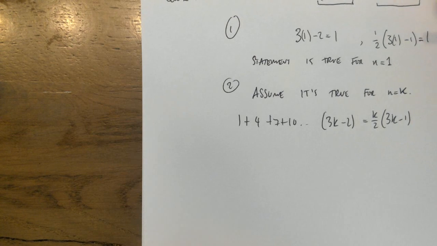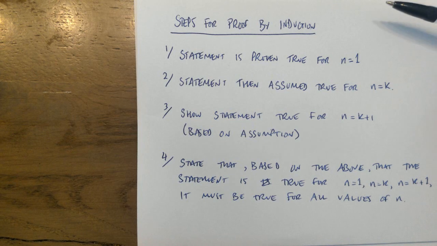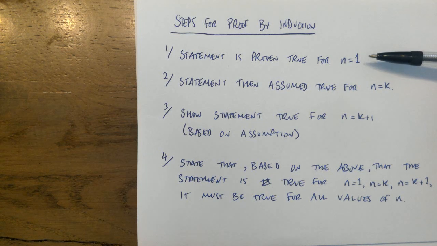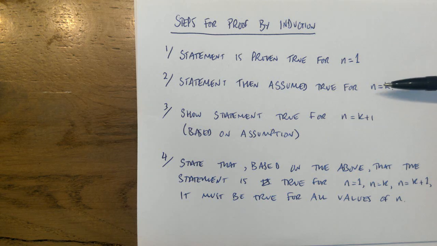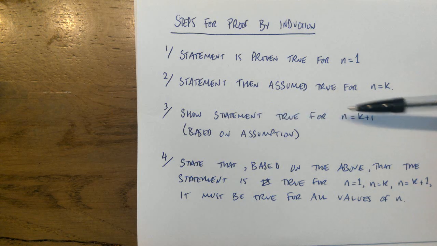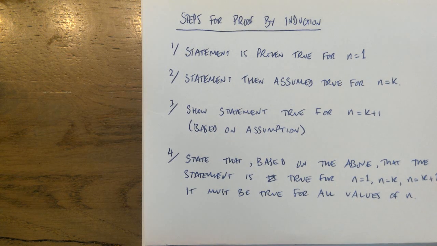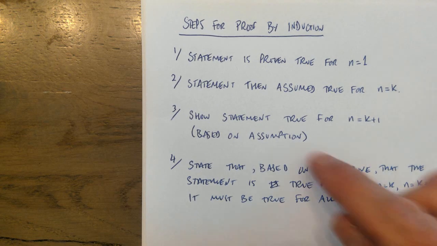So step 3, if I go back to the steps here, I didn't talk you through them fully. These are in the book anyway. So the first 2 steps are very straightforward. Prove it's true for n equals 1, which it will be. Assume it's true for n equals k by subbing k in for n, and then show the statement is true for n equals k plus 1. So this one gets a bit tricky, but just go with me. We're basing this on the assumption.